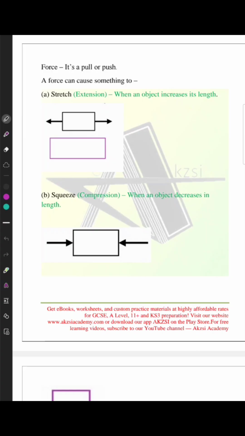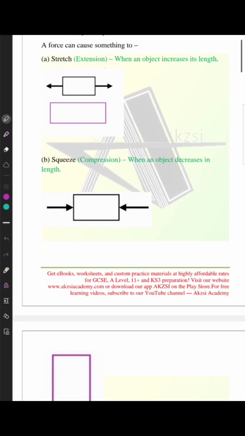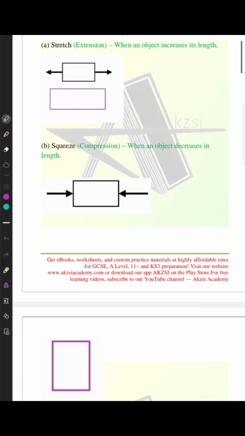So let me see what a force can do to something. Starting, this is a stretch. Extension is when you apply a force, in this case you are actually pulling from both sides. You can see the direction of the force here. This results in extending that particular object, increasing its length, and this process is called extension or stretching. So when you are pulling something, it will result in increasing its length.